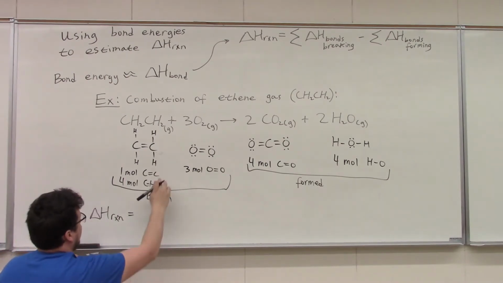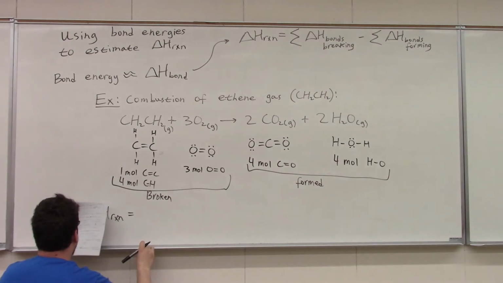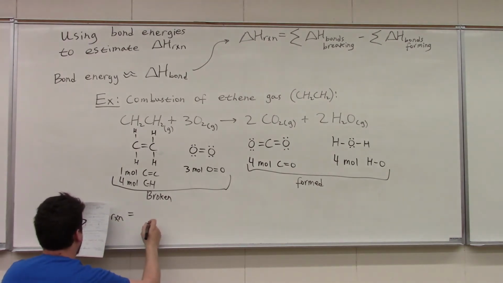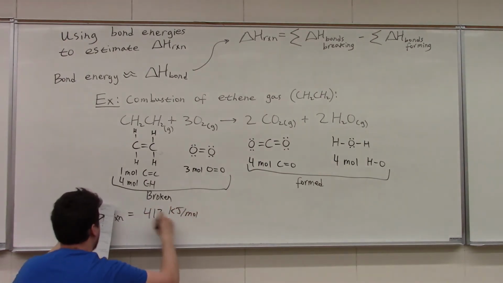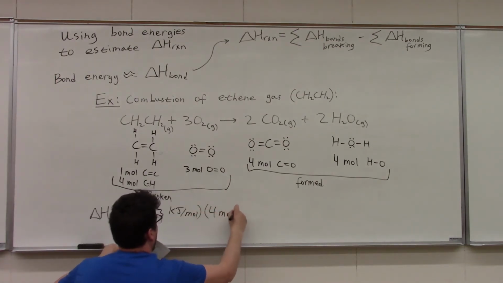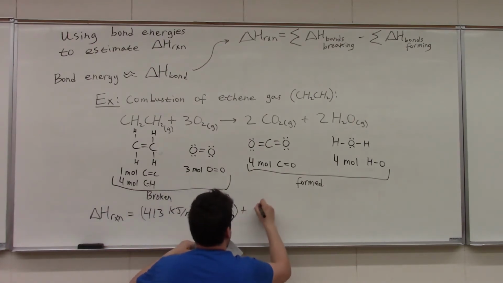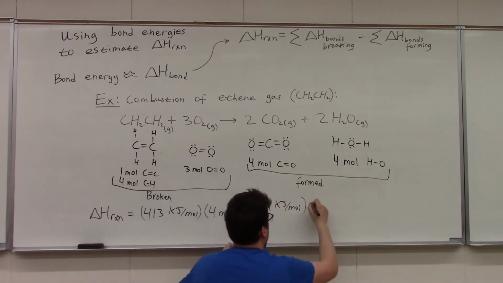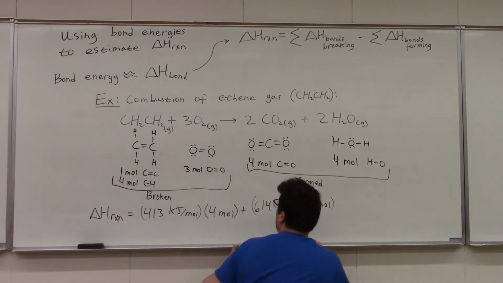So we have to look up what these values are in table 8.3, which we can do no problem. And so we see that we have 413 kilojoules per mole times 4 moles. So that's our CH bond. We're going to add to that 614 kilojoules per mole. Again, I'm just getting these numbers off the table. You don't need to memorize them. Times 1 mole, so that's our carbon-carbon double bond, which we actually had on the table before.